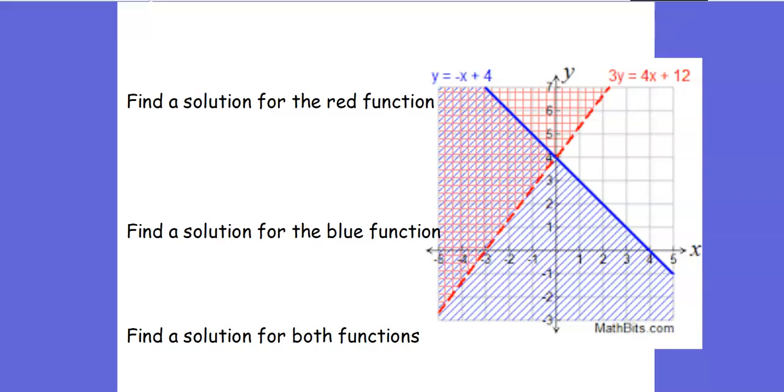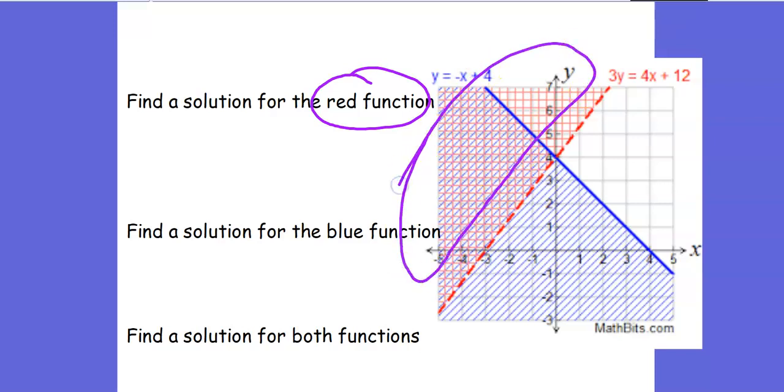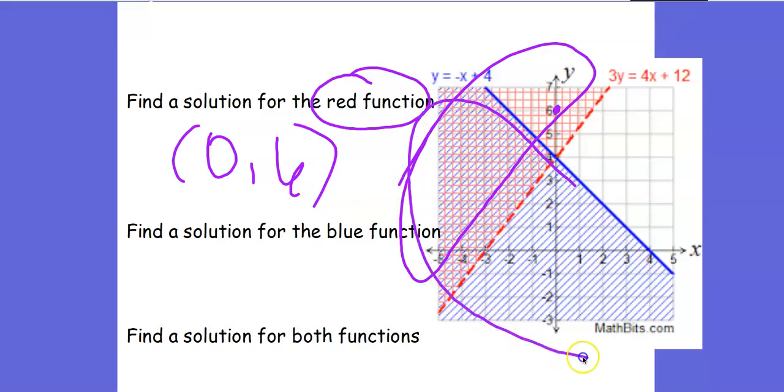So find a solution for the red function. A solution for the red function is anywhere in this red area. Okay, and so I can choose something like this y-intercept of 0, 6. Find a solution for the blue function. So the blue function is going to be in this area. I can choose something like the origin, 0, 0.